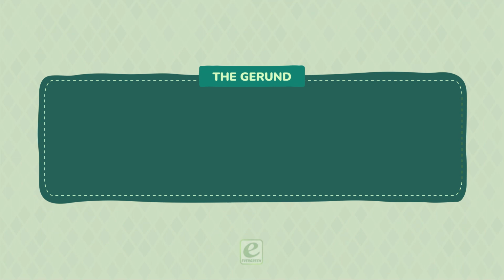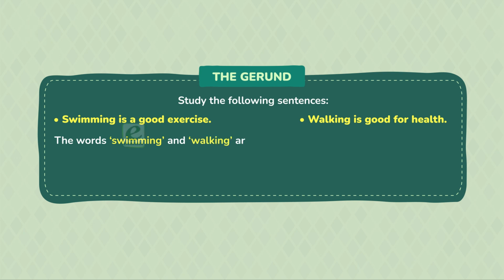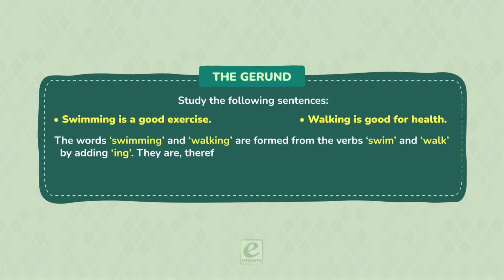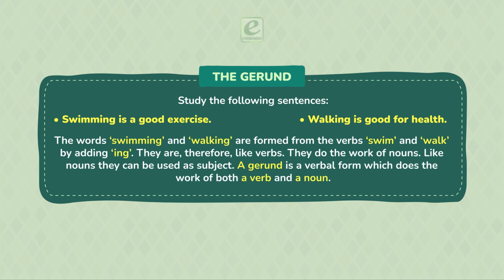The gerund. Study the following sentences. Swimming is a good exercise. Walking is good for health. The words swimming and walking are formed from the verbs swim and walk by adding -ing. They are therefore like verbs. They do the work of nouns. Like nouns, they can be used as subject. A gerund is a verbal form which does the work of both a verb and a noun.